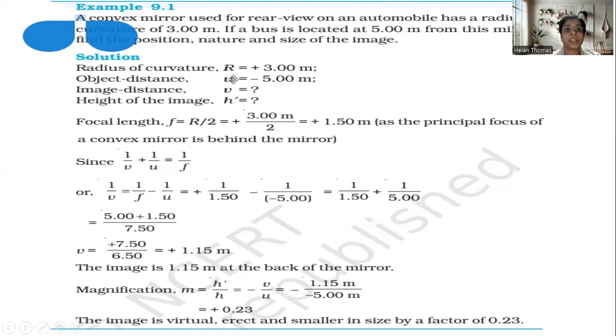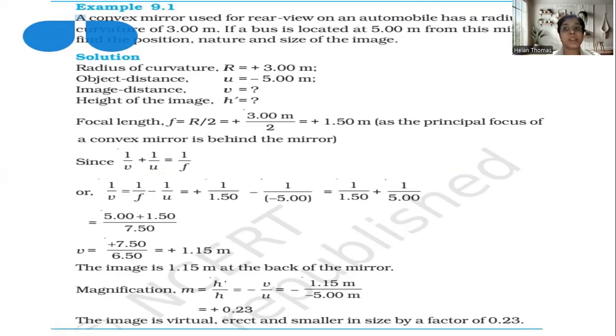Well, while writing the solution, first you have to represent what is given in the question. So what is given here? The radius of curvature is given. Then the object distance is given. So when you write these values, according to the Cartesian sign convention, you will have to give the positive and the negative sign respectively. So it's a convex mirror, so you have the radius of curvature towards your right hand side, that is why our radius of curvature is positive.